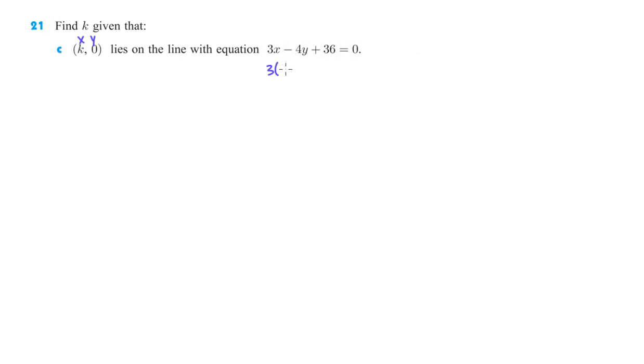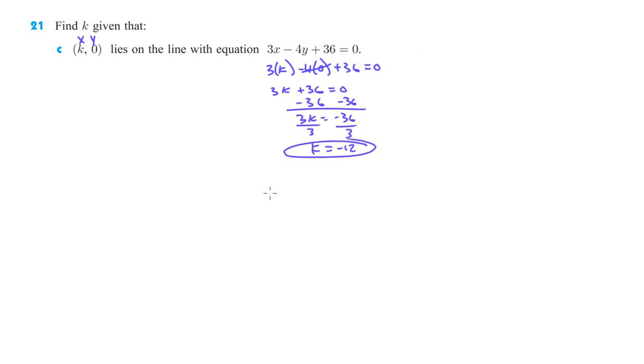3 times x, which we now know is k, minus 4 times y, which we now know is 0, plus 36 should equal 0. So 3k minus 4 times 0 is 0, plus 36 equals 0. So subtract 36 from both sides. 3k equals -36. Divide both sides by 3, and we get that k has to equal -12.